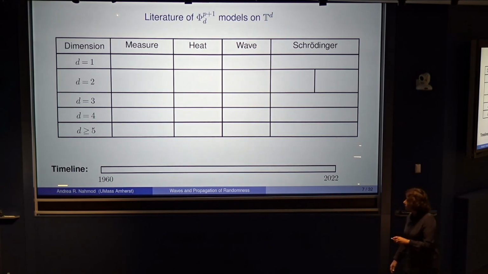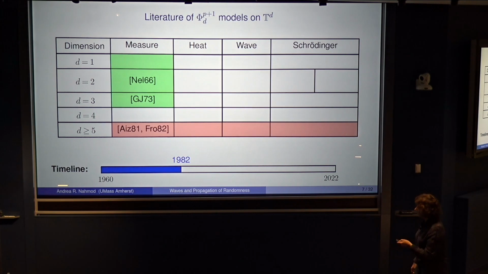So what was known? Well, in dimension 1, nobody really knows who the construction is due to, but we can give it to Nelson in 1966. The construction of the measure in dimensions 1 and 2 can be done for any odd p. Okay? For any p bigger than or equal to 3, you can construct a measure in dimensions 1 and 2.